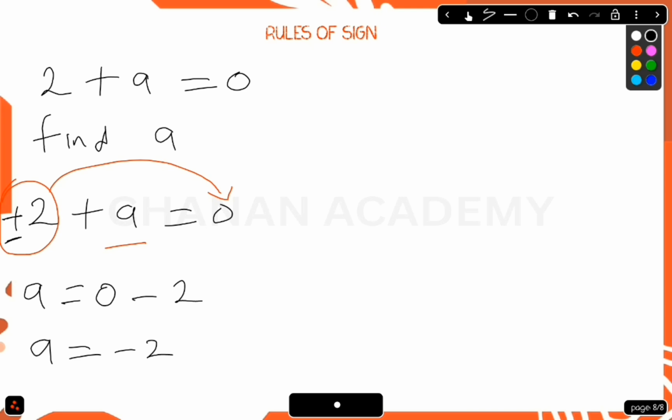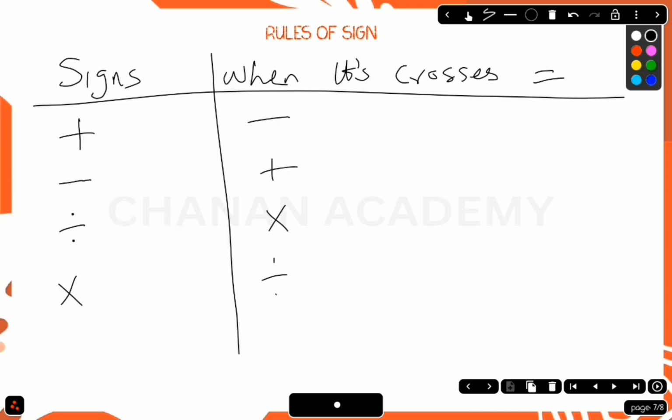So that's what the rule is saying. It was addition at the right hand, but when it crossed the equality sign, it became negative. So it was addition. When it crossed the equality sign, it became negative.